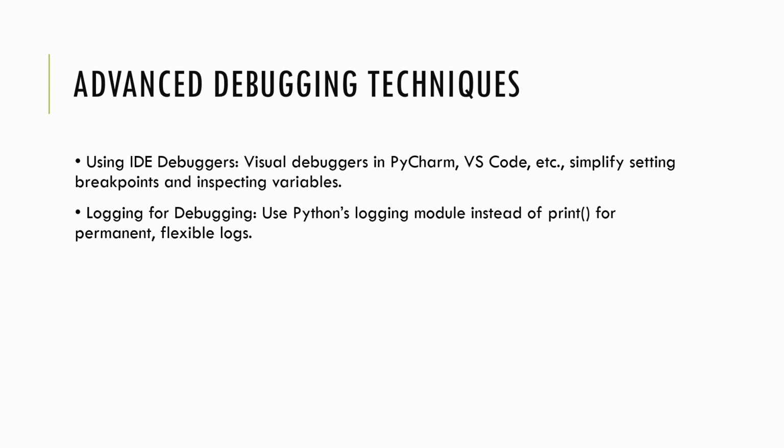Moving beyond the basics, you can also use IDE debuggers for a more visual debugging experience. Popular IDEs like PyCharm and VS Code allow you to set breakpoints, step through your code, and inspect variables with ease. Another valuable tool is logging. Using Python's logging module, you can keep track of program behavior over time, making it easier to identify and debug issues later.